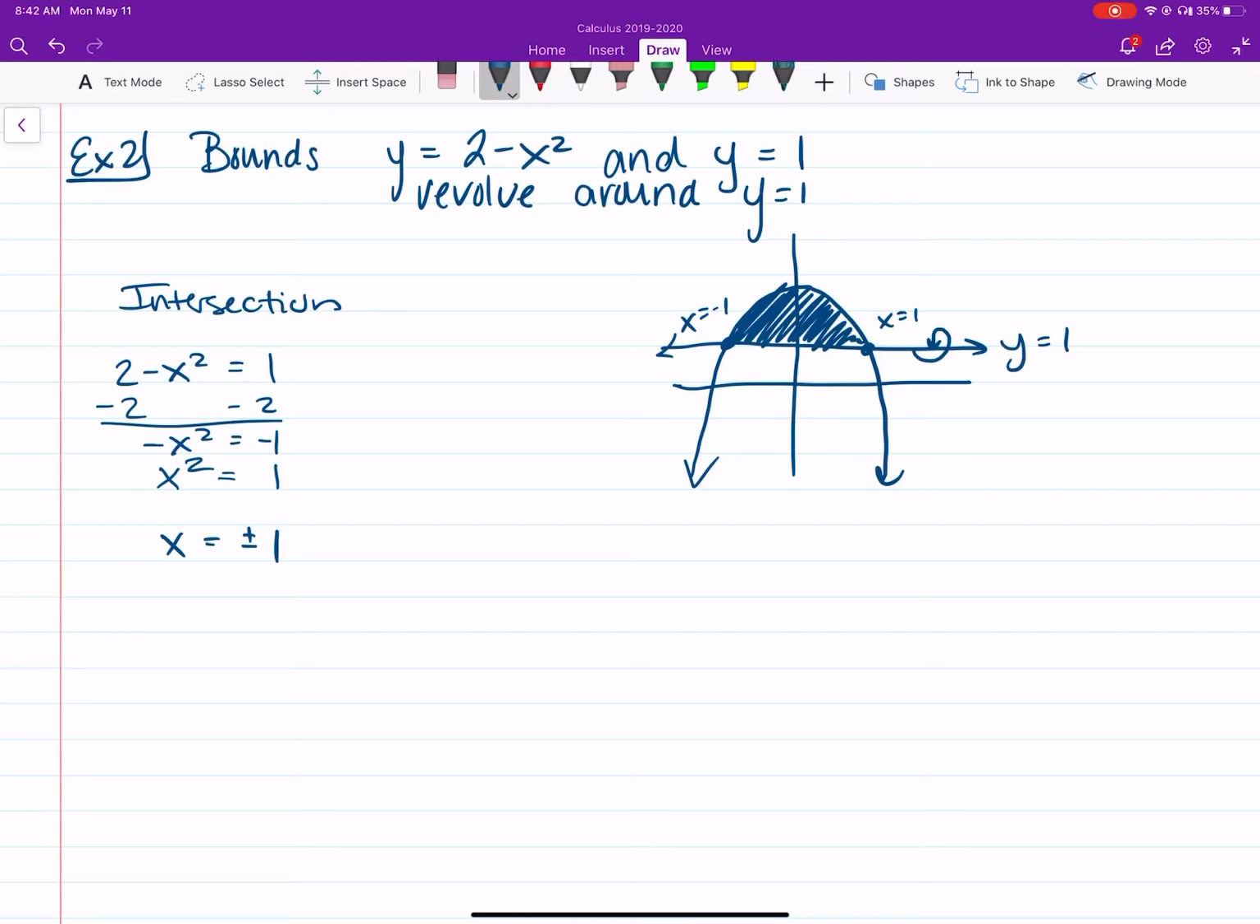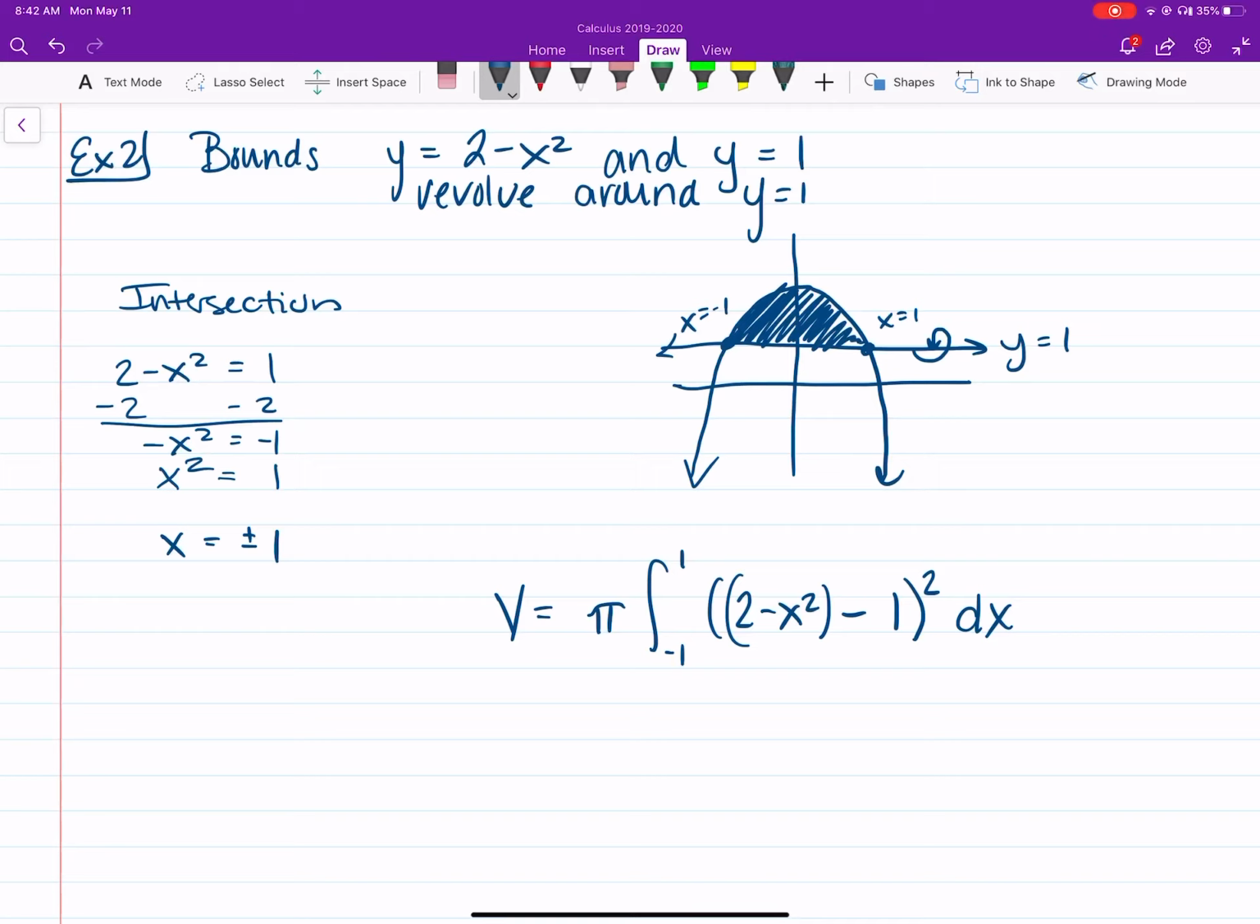Again, kind of that egg shape-ish. Not exactly the egg shape, but it's close. So I have everything I need now. Volume equals pi times the integral from negative 1 to 1. The upper bound is 2 minus x squared, minus the lower bound, which is 1, all of that squared dx.